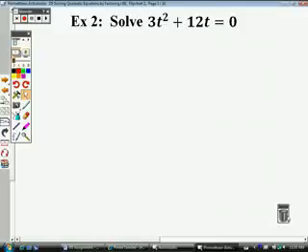What method of factoring are we going to do? GCF. Okay. Remember, trial and error is for a 3-term polynomial. So we're going to take out the GCF. And what's the common factor? 3 and T. So y'all take out a 3t.